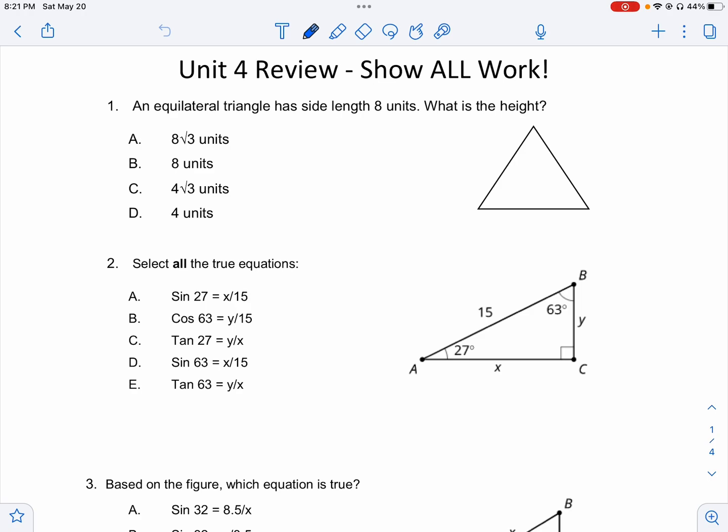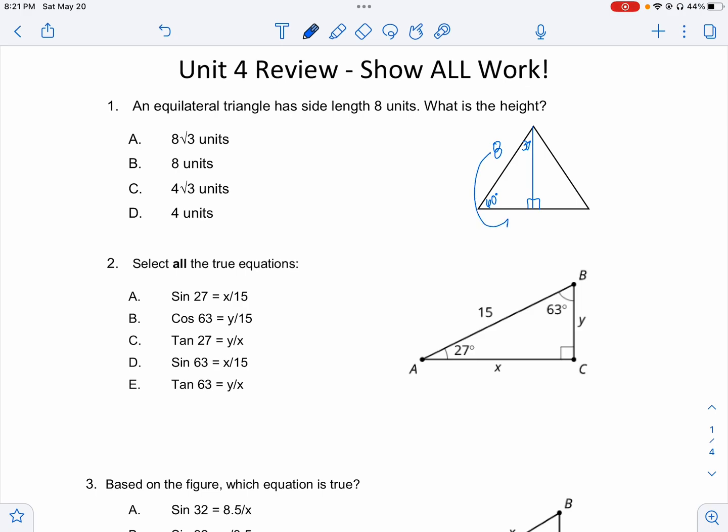What's its height? If it's an equilateral triangle, all the sides are 8 units, and we're looking for the height, which is going to be perpendicular. Equilateral triangles have 60-degree angles, which means that right here we will have a 30-degree angle. This is technically a 30, 60, 90 special triangle.